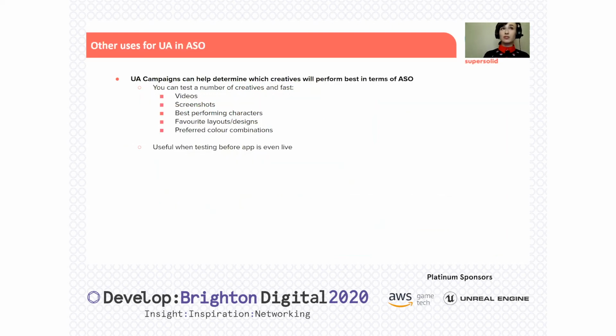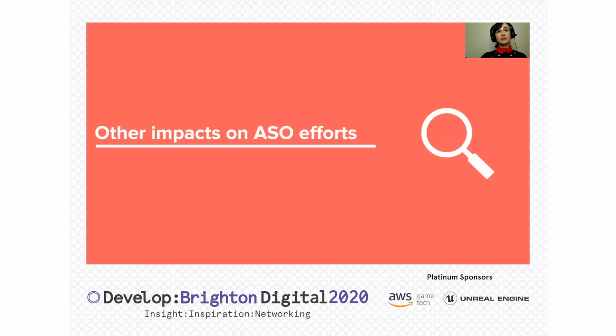So, other uses for UA and ASO. UA campaigns, as I mentioned earlier, can help determine which creatives perform best in terms of ASO. You can test a number of creatives for user acquisition campaigns, and fast. It could be videos, screenshots, best performing characters, favorite layouts and designs, preferred color combinations, and more. So it's also useful for testing before an app is even live.